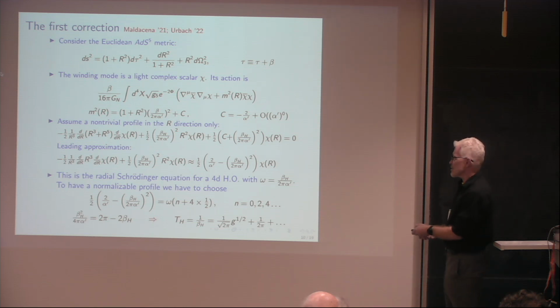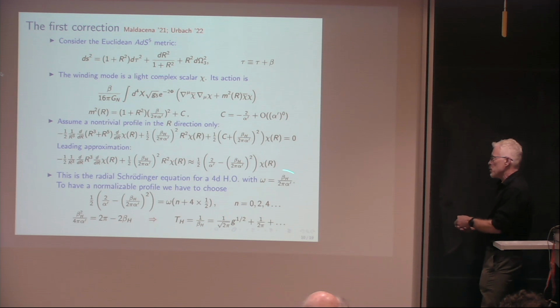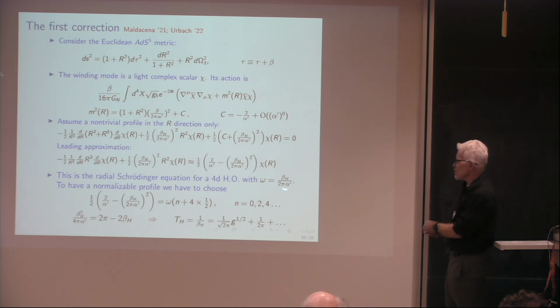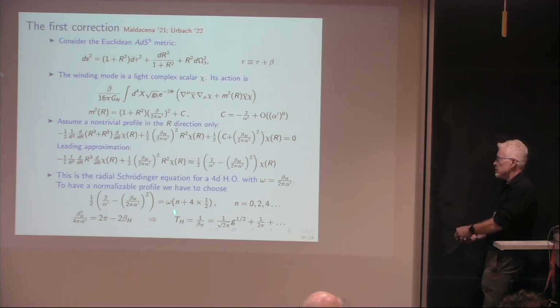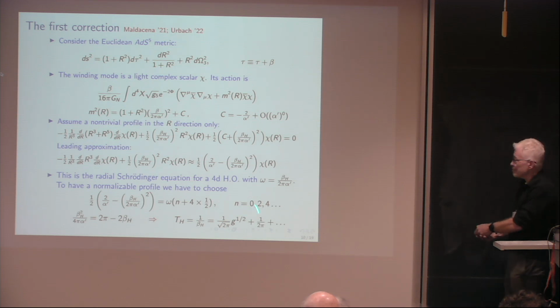Now this is basically the same as the radial Schrodinger equation for a 4D harmonic oscillator with frequency beta h over 2 pi alpha prime. So we set this term here to correspond to the energy. We put that on the left-hand side. And this term here is the energy for the harmonic oscillator. So the lowest value has n equals 0. We just substitute that in, and you find that to this order, the Hagedorn temperature has the leading term plus this 1 over 2 pi. So that's those terms.